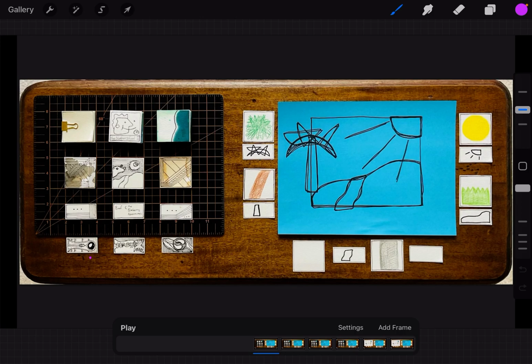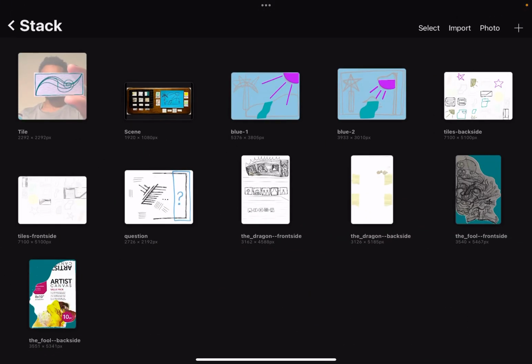I accidentally marked that. I didn't mean to. Forgot to undo it.